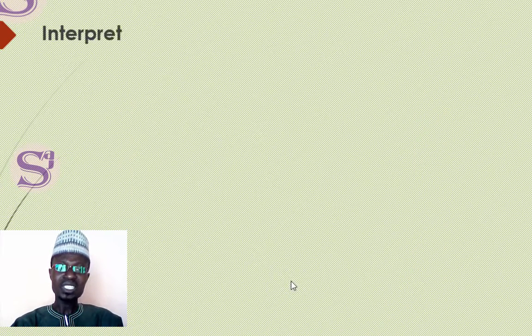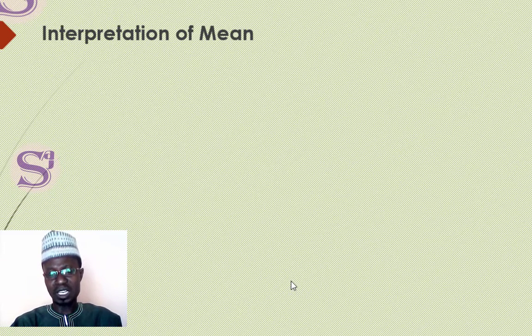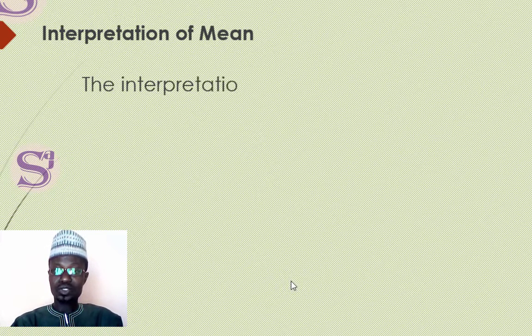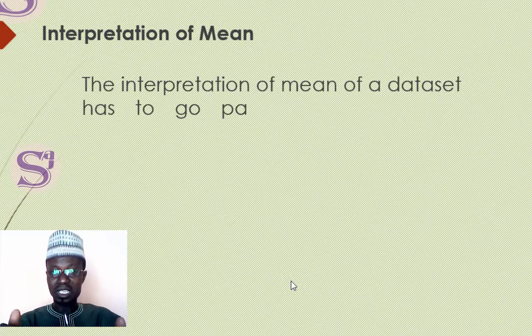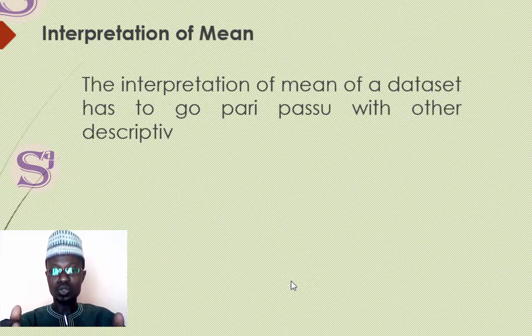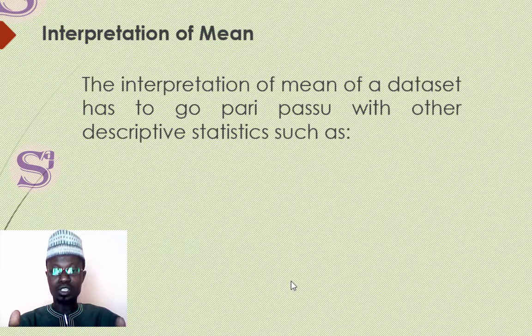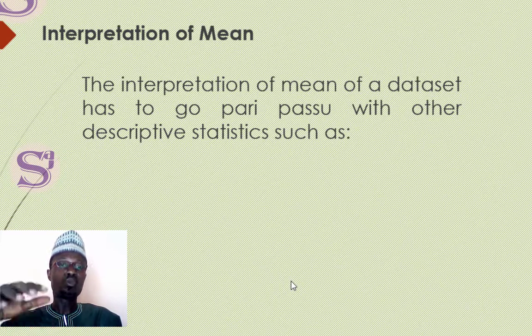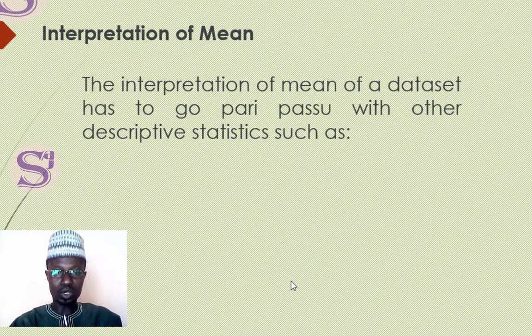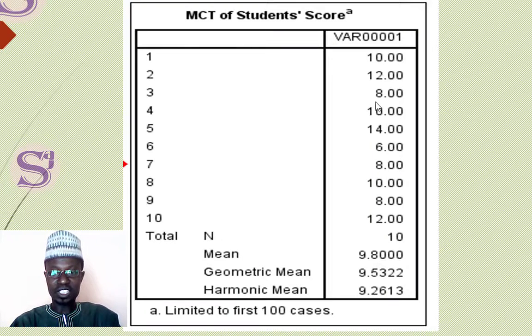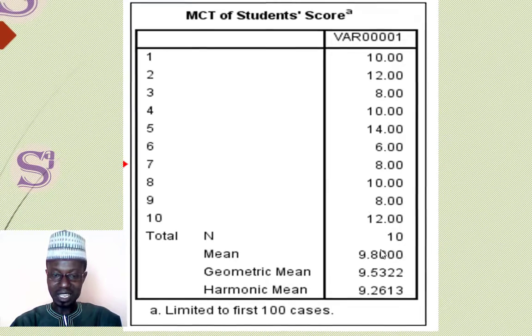So now, how do we interpret our mean when we compute it from our entire data set? To interpret the mean practically, it is better we go pari passu with other descriptive statistics, because determining the central location of your entire data set doesn't mean anything by itself. It's just a summary statistic. We have summarized the whole bulk of data into one. In this data here, there are 10 observations, but we have summarized them into just a single value representing the entire data set.